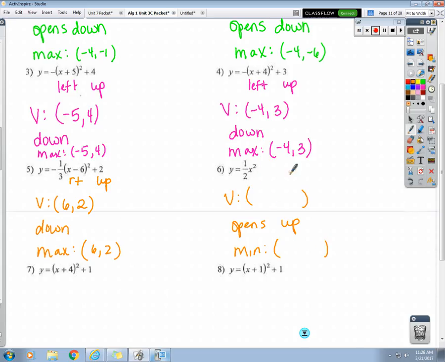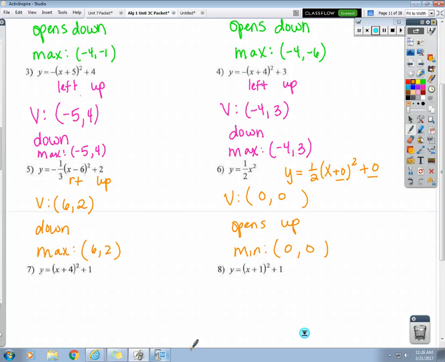Think about it. Isn't this the same thing as y equals 1/2 times x plus 0 squared plus 0? They just chose not to write the zeros, and that's why it condensed down to 1/2 x squared. So if it moves right 0 and up 0, where's the vertex? 0, 0. Now, if you're having trouble with one like that, you should do what?